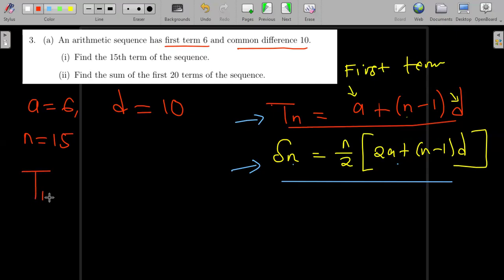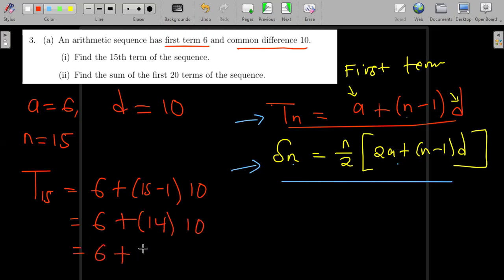The 15th term is equal to a, which is 6, plus (15 minus 1) multiplied by the common difference, which is 10. So this is 6 plus 14 multiplied by 10, which is 6 plus 140. Adding 140 plus 6, we get 146. So 146 is the 15th term of this arithmetic sequence.